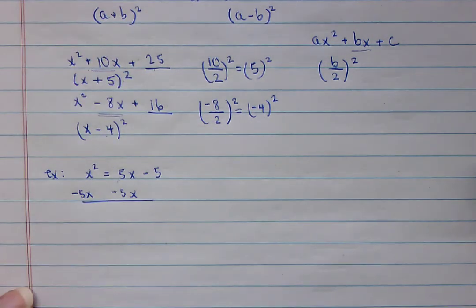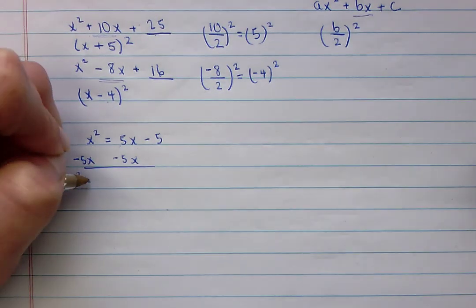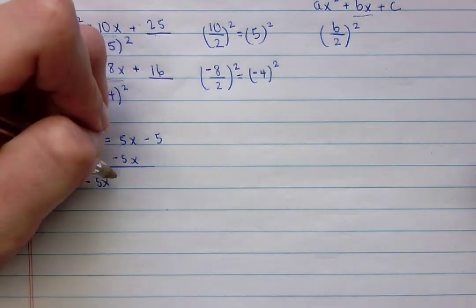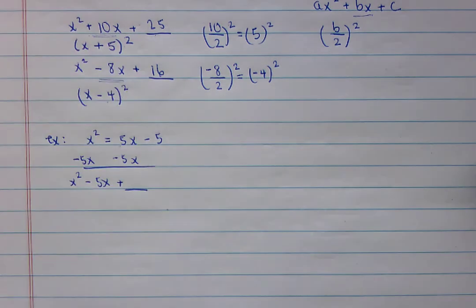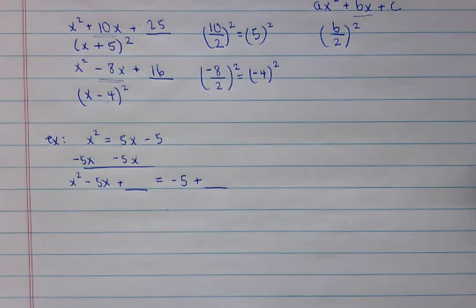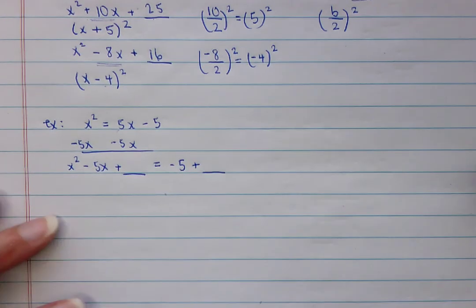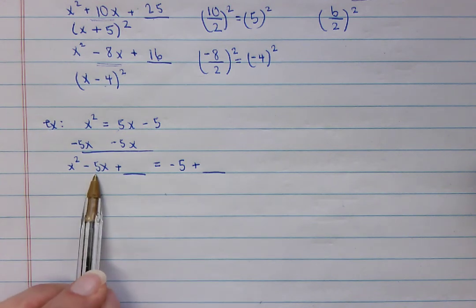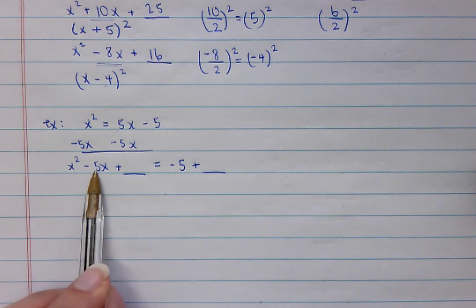So if we do that, we're going to subtract 5x from both sides, and we're going to get x squared minus 5x. And then remember, we're trying to create that perfect square trinomial, so we are going to say plus blank equals, and then this is negative 5 plus that same number. So now we have to complete the square, and unfortunately this middle number is an odd number, but that's okay because we know how to work with fractions even though they're not fun. We know how to do that.